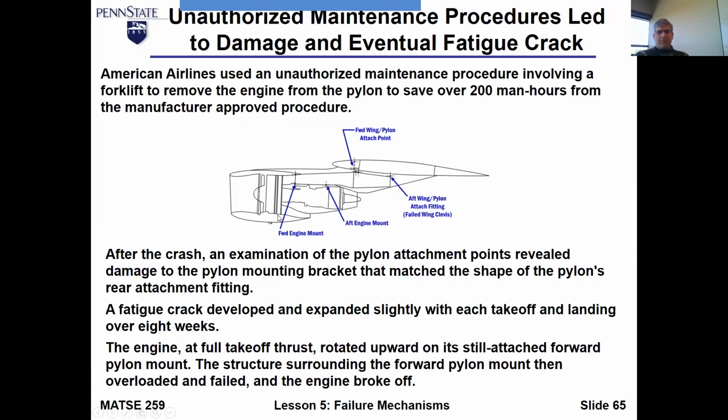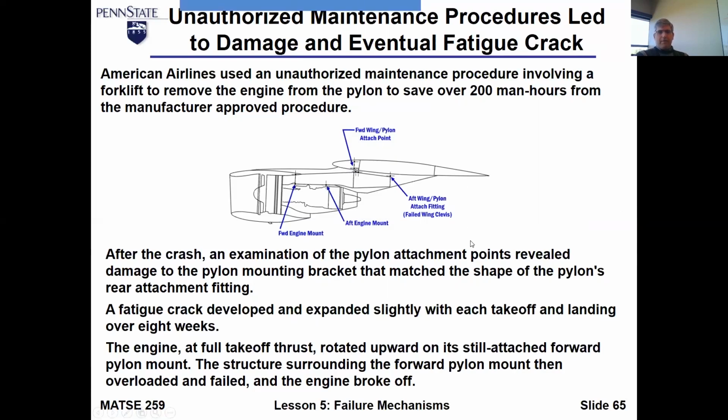You can imagine with a forklift, what was happening is they were pulling the engine in and out with the forklift. They kept running it into these pylons. What they were doing was creating surface flaws in them, especially as you can imagine running into that engine pylon with a forklift. And so a fatigue crack started to develop. Over the next 8 weeks after it was in maintenance, this fatigue crack got larger and larger. At full takeoff thrust, the engine overloaded, failed, and broke off.